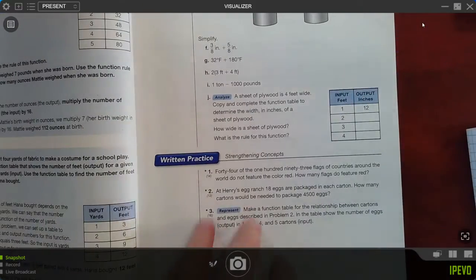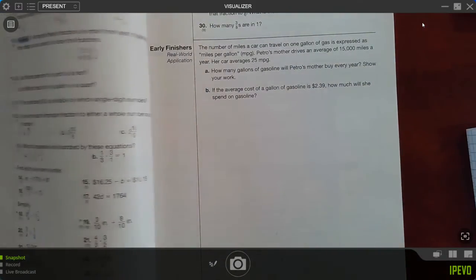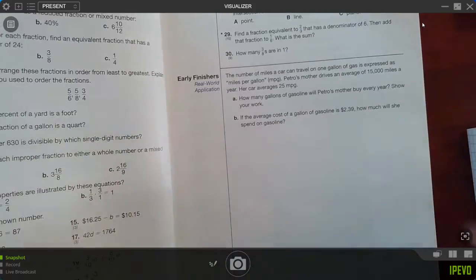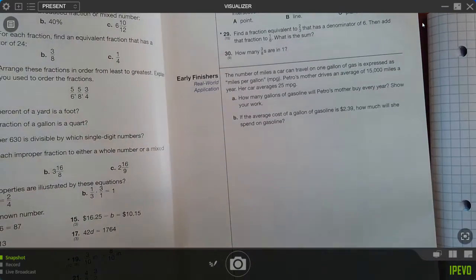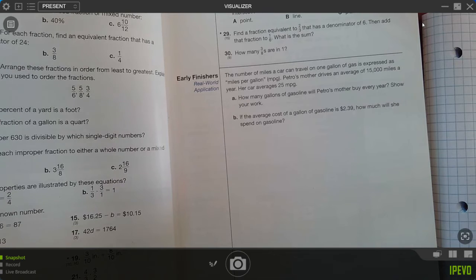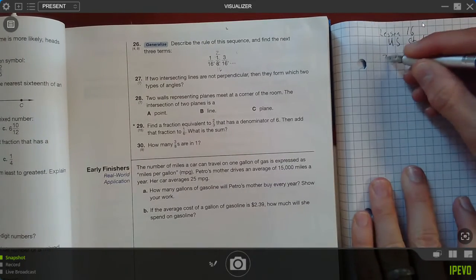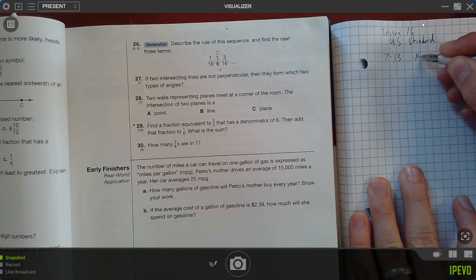For the practice set, let's go ahead and do 7 through 13. That's kind of an odd one. 7 through 13, and then 14 through 30 even.